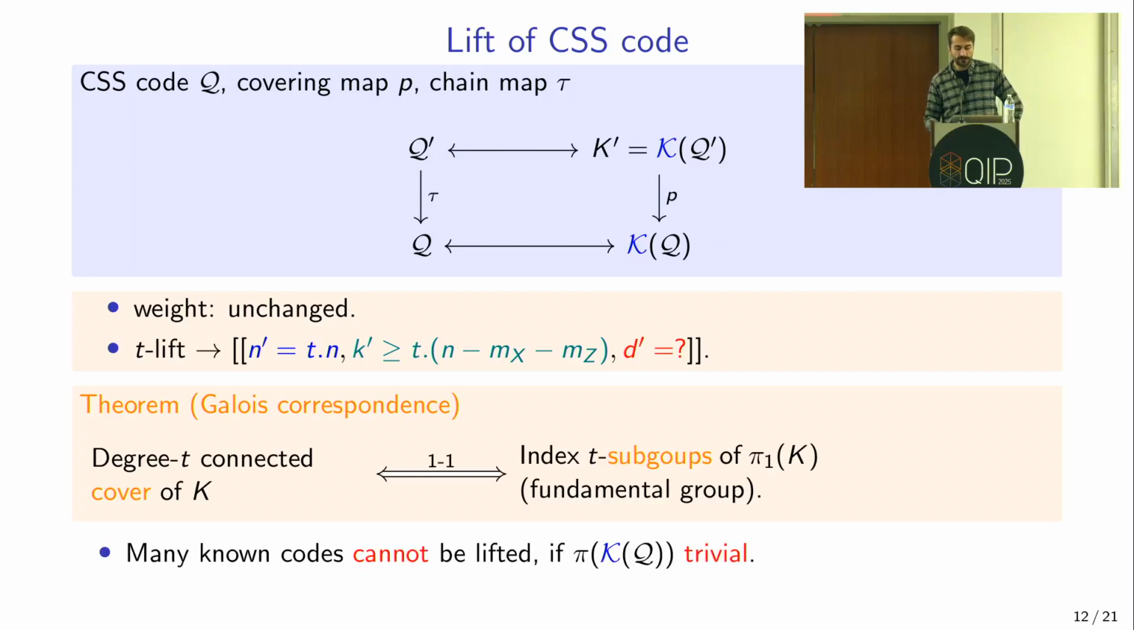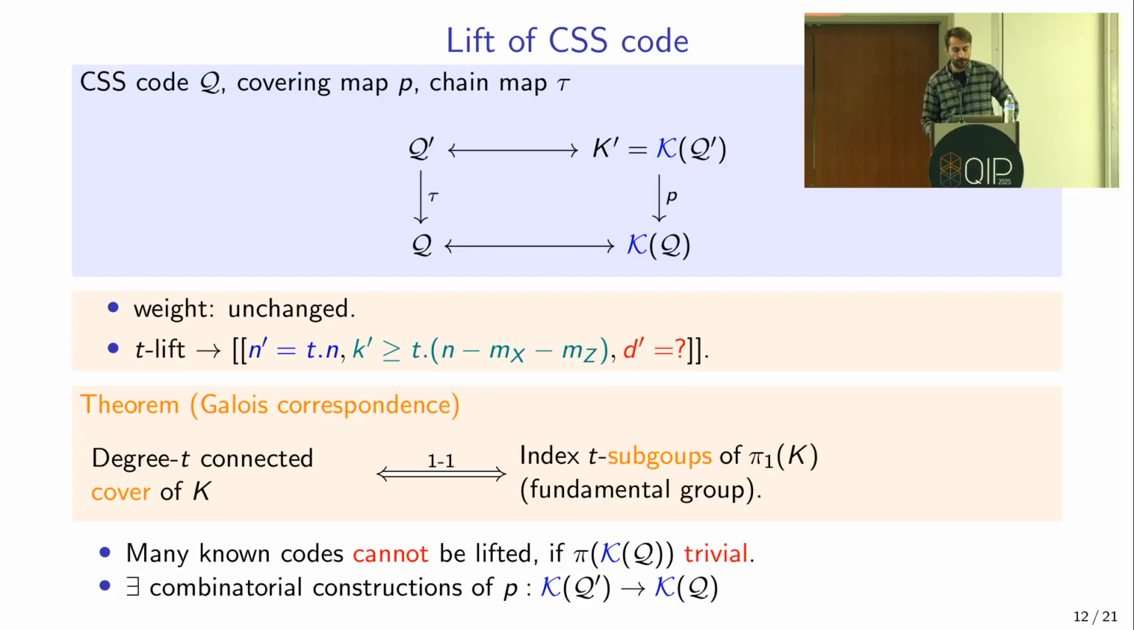And for instance, this theorem tells you that some codes cannot be lifted if their fundamental group is trivial. And in fact, this holds for Steane's code and Shor's code: the fundamental group of their Tanner-Cohn complex is trivial. So there is not a lift in this sense. But if we have the existence of lifts, then there is a combinatorial construction that helps you create this covering. So we will be able to create some explicit examples.